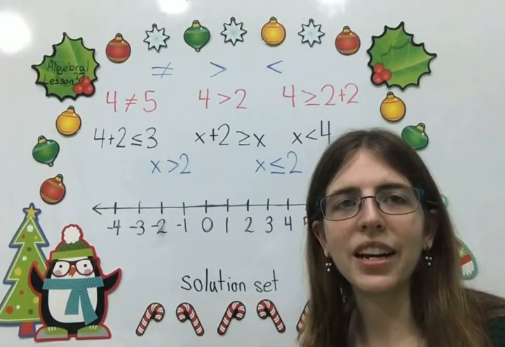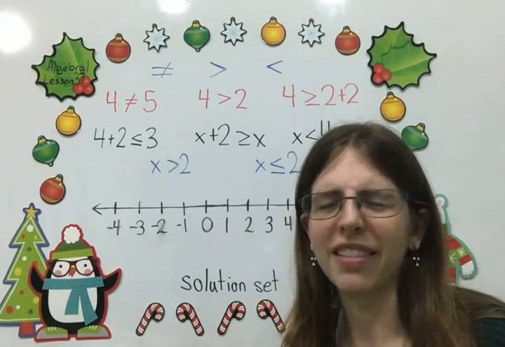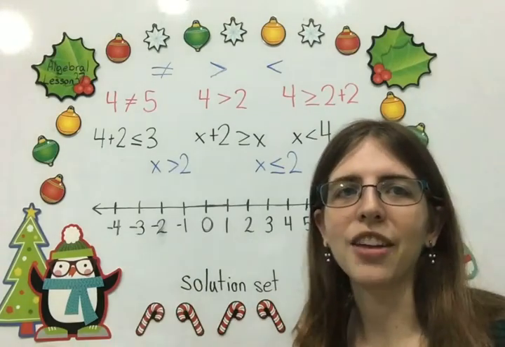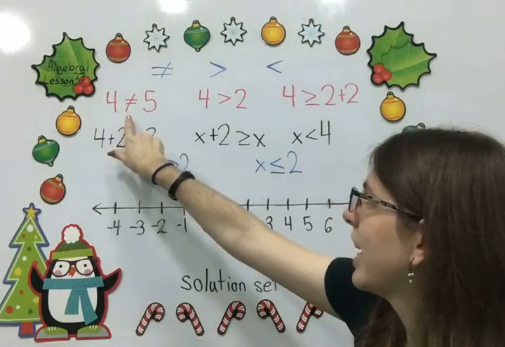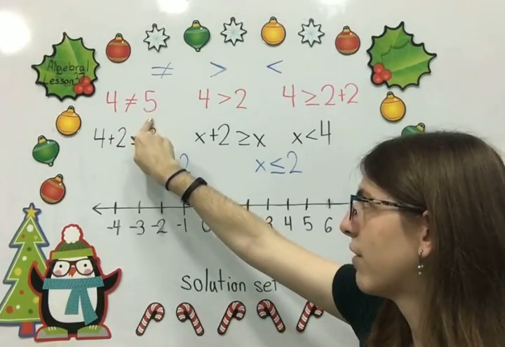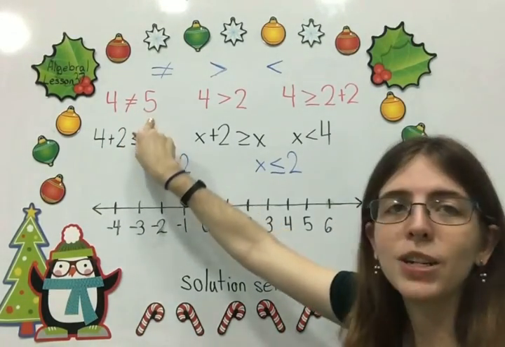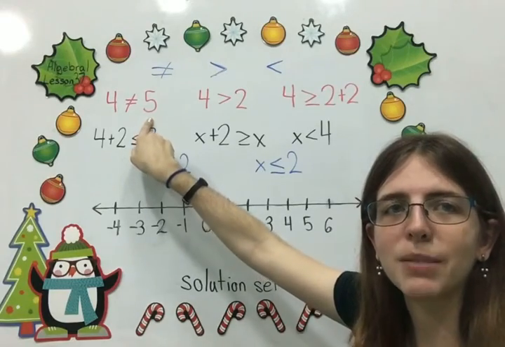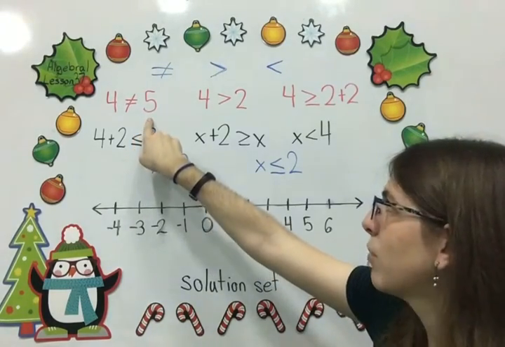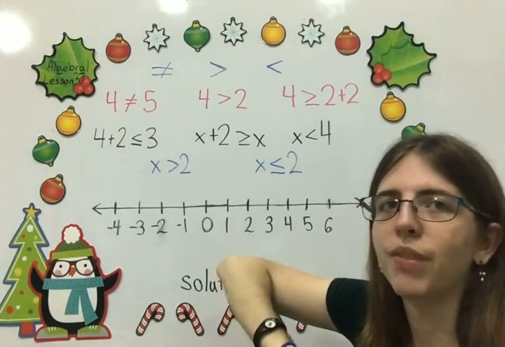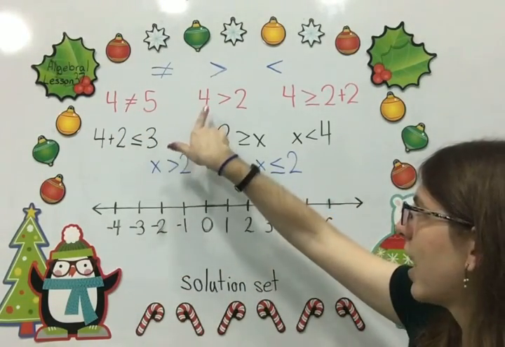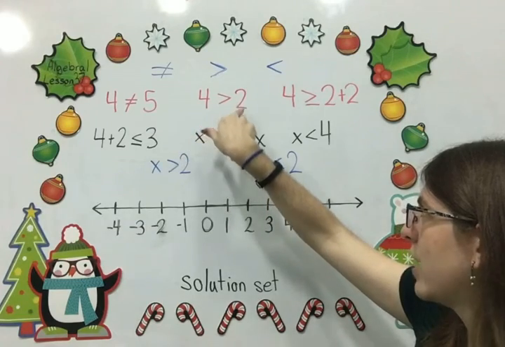I can read equations that use these symbols going in either direction. Okay, this is what I mean. Here I have 4 is not equal to 5. And I can read it from left to right, which is the way that typically we're going to read things because that's how we read. But I could also read it this way. 5 is not equal to 4. The same thing applies here. I have 4 is greater than 2.